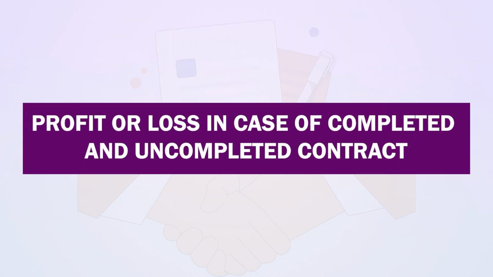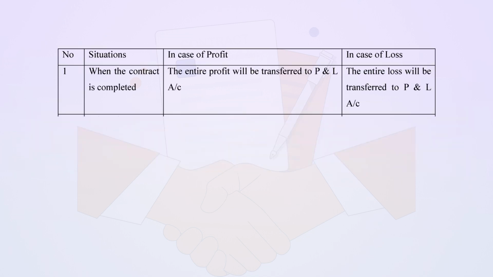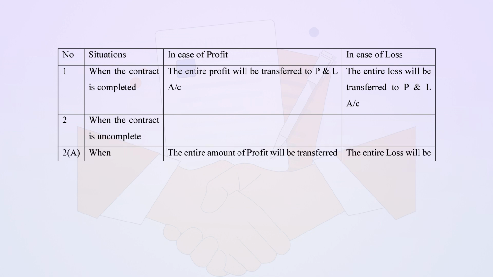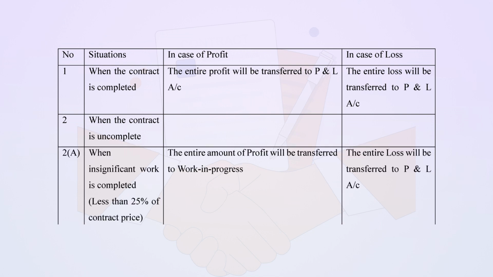Let's understand various situations when there is a profit or loss in case of completed contract and uncompleted contract. First situation, when contract is completed, if it is a case of profit, then the entire profit will be transferred to profit and loss account, and if it is the case of loss, the entire loss will be transferred to profit and loss account.